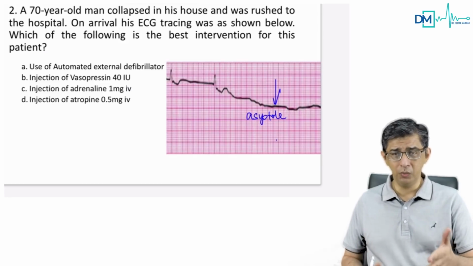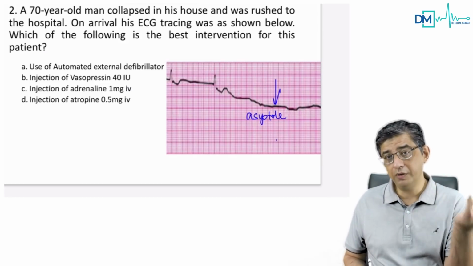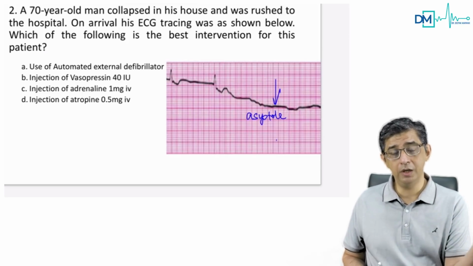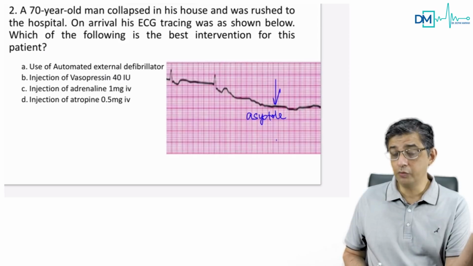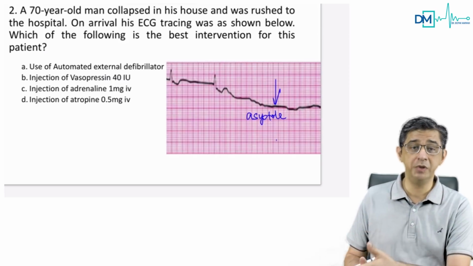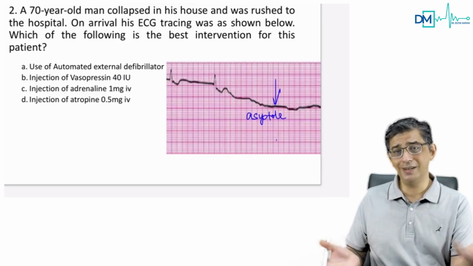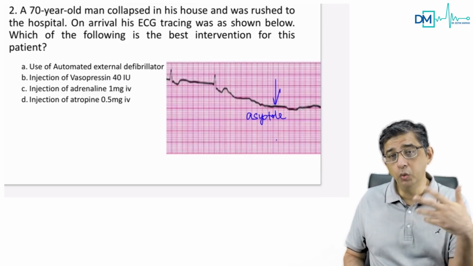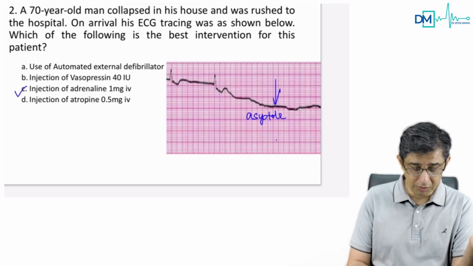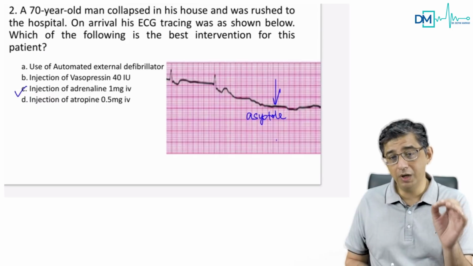Now, this can happen to anybody, or this can happen in front of you at an international airport. You're standing in the queue and an elderly gentleman in the flight collapses. What would you do? You would obviously give CPR, but here we are asking what is the basic management of this patient. You need to restart the heart, kickstart the heart. And what do you give to kickstart the heart? You give adrenaline. So pretty straightforward. The answer to this question is injection of adrenaline 1 milligram IV.